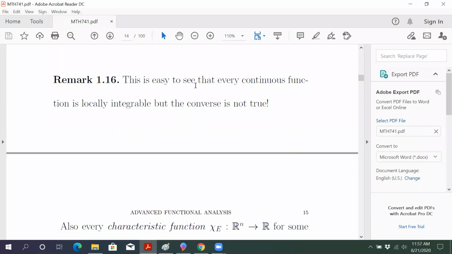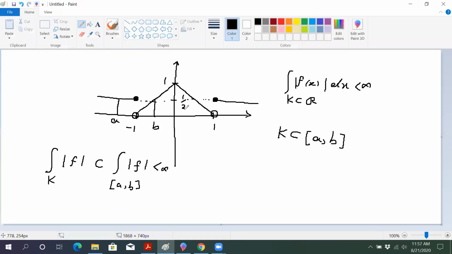This is easy to see: every continuous function is locally integrable, but the converse is not true. Why is it like that? It means not every locally integrable function is continuous. Example, this one, you can see. So be very careful. I'm going to explain for you.